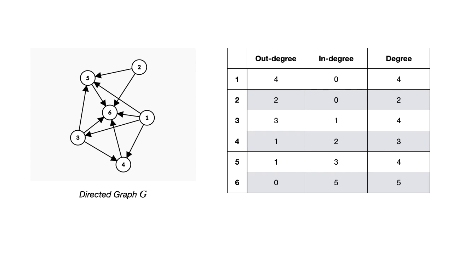Similarly, the out degree of 3 is 3 because it's connected to 5, 6, 4. The in degree is 1 because there's an edge from 1 to 3, and the degree is 4 because it's connected to 4 edges in total. You can verify this for all nodes in the graph.